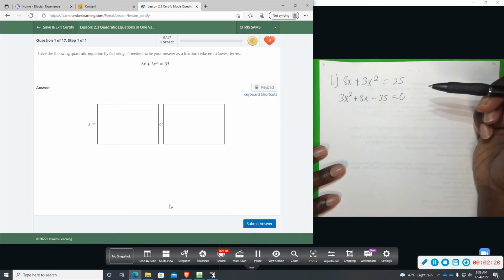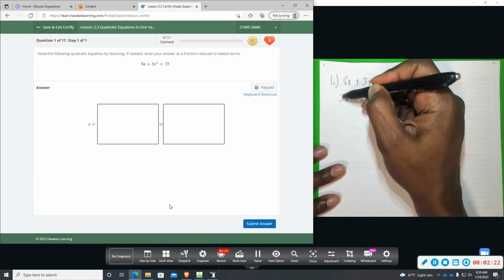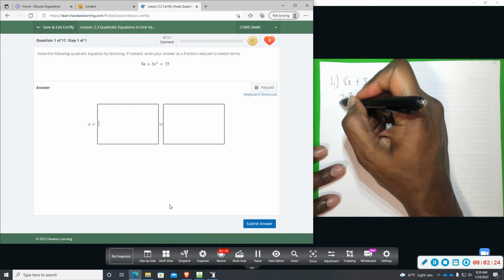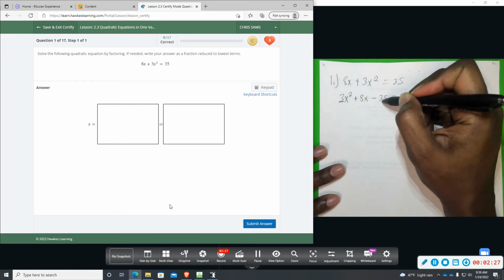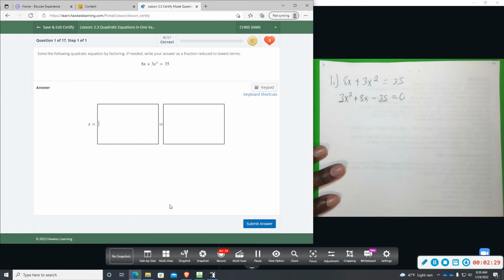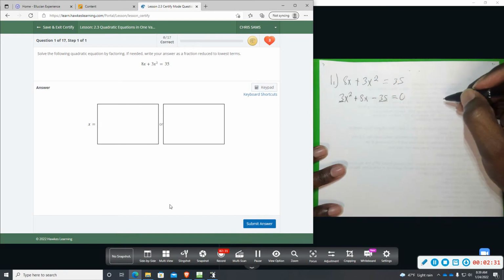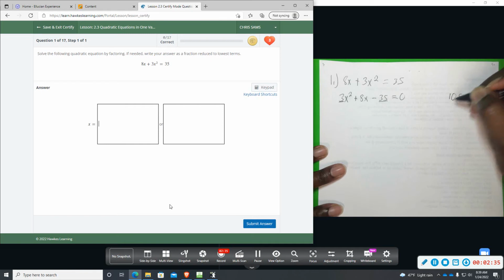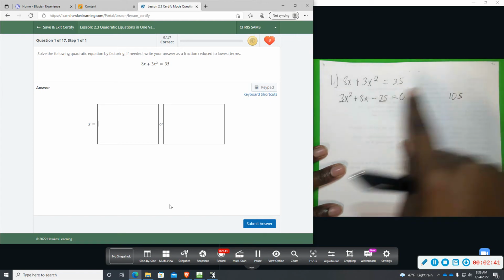Okay, so the process that I use, you're going to multiply the first number, the leading coefficient, the 3, and the 35. You're going to multiply those two together first. 3 times 35 will give us 105. Now, don't worry about the sign. I know it'd be a negative 105, but that's not important right now. We're going to use that sign here in just a minute.